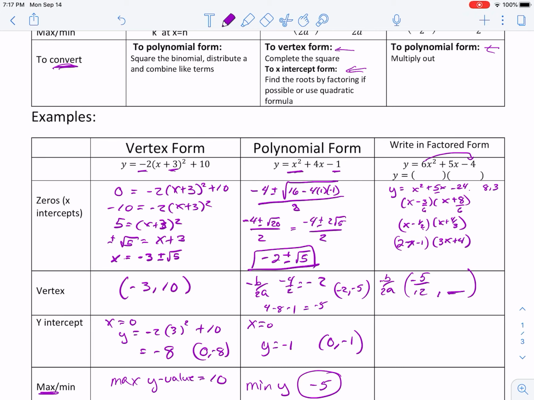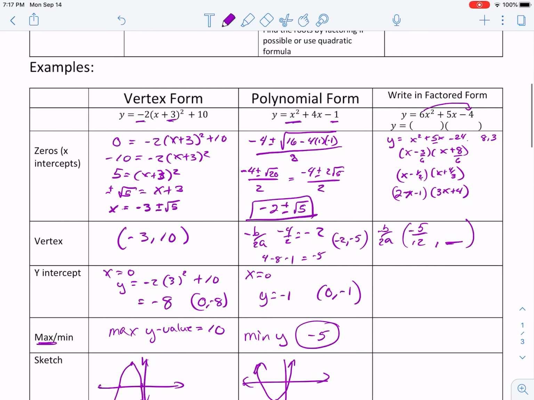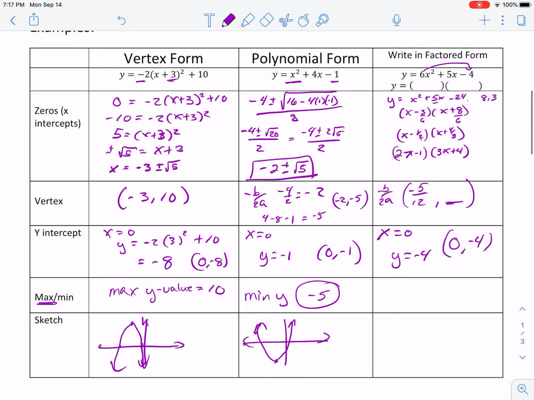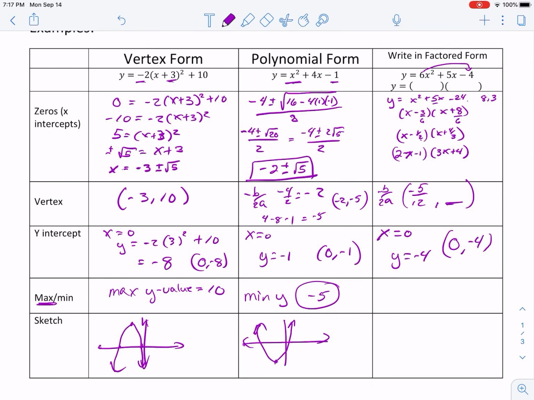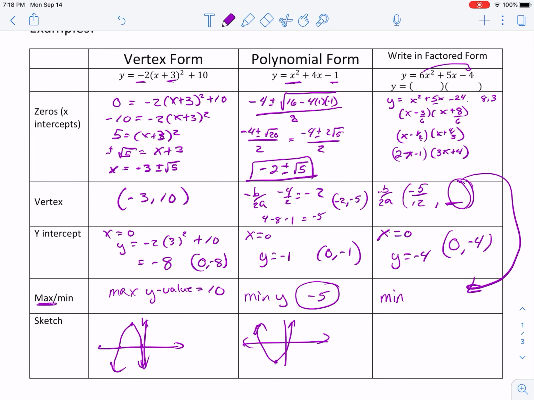Maybe I did. Let's see. I'm checking my answers for you. Let's see. Nope, I didn't even finish it. I don't care. The y-intercept, plug in 0 for x. So y equals negative 4. So I'm at 0, negative 4. It's opening up again. So you're going to have a minimum at whatever that value is. Put it in your calculator, it'll give you an answer.